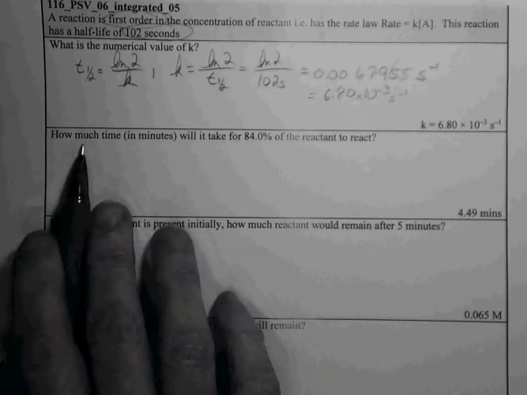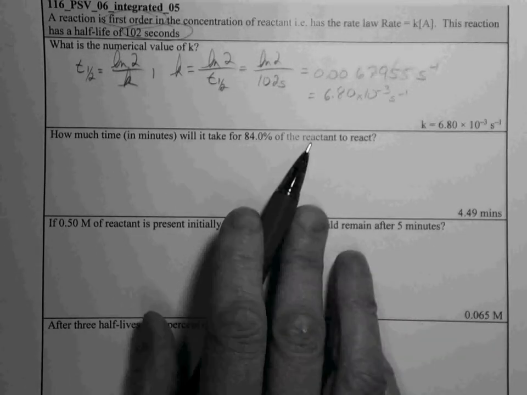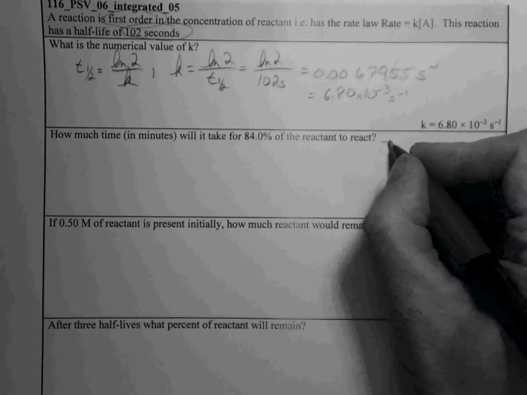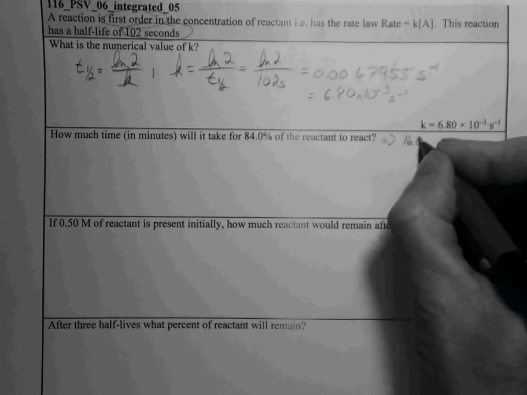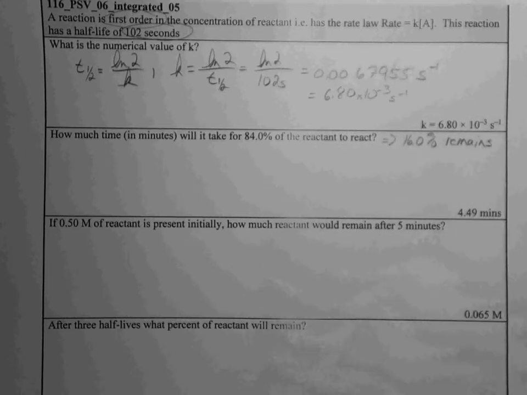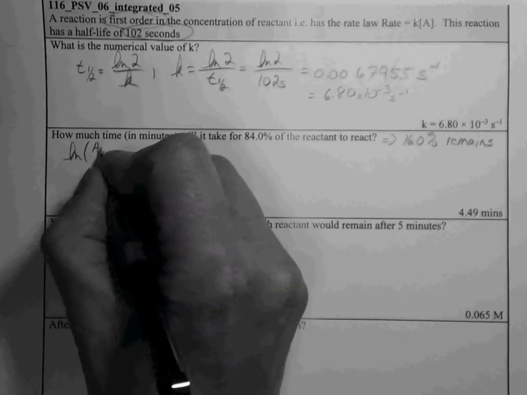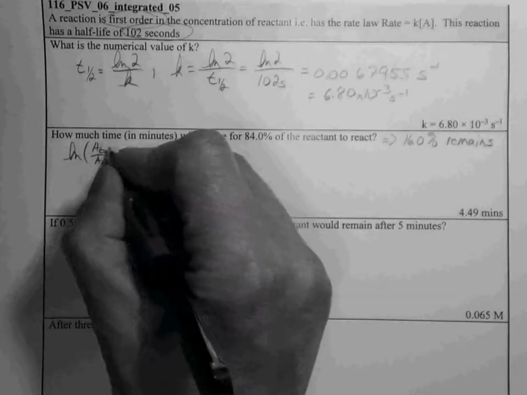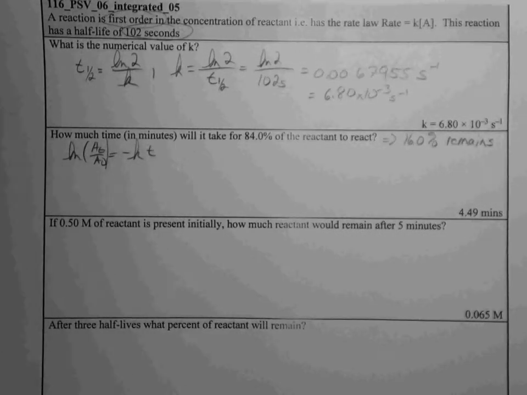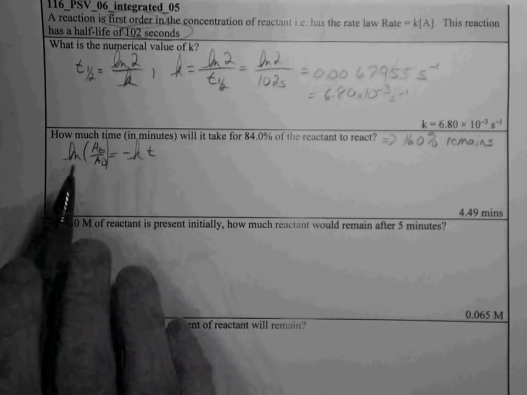How long will it take for 84% to react? Now, if 84% reacts, that means that 16% remains at this given time. So we go to our integrated rate law for first order: ln of A of t over A0 is equal to negative kt. We know k from the previous problem. We're trying to solve for t.